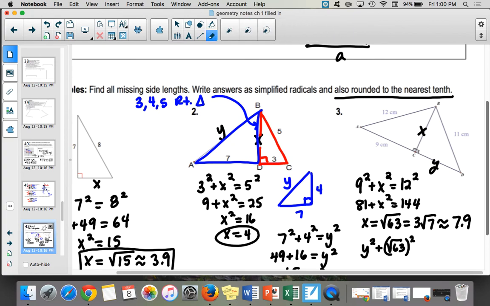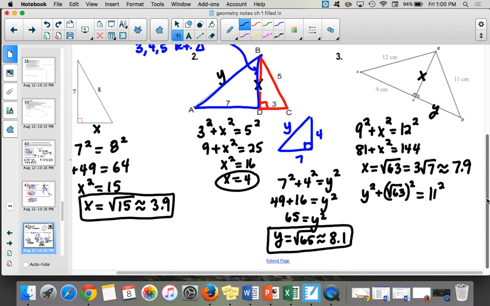All right, and then equals 11 squared. So 121. So we have y squared plus 63 equals 121. So 121 minus 63 is 58. So y is going to be the square root of 58.